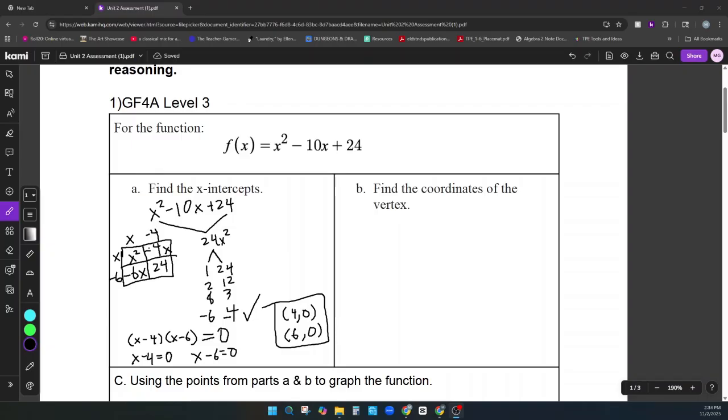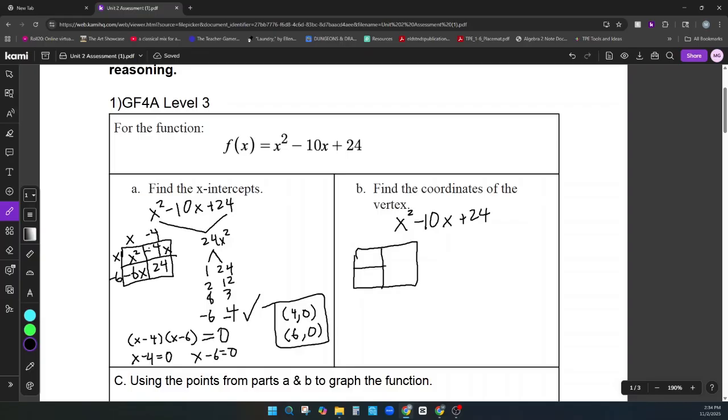Now that I have my x-intercepts, I am done with part A for right now. And now we'll go on to part B, where it says find the coordinates of the vertex. So what I need to do from there is I need to once again take my original function, x squared minus 10x plus 24. And rather than factor, this time I'm going to complete the square. So this is the second box method that we learned.